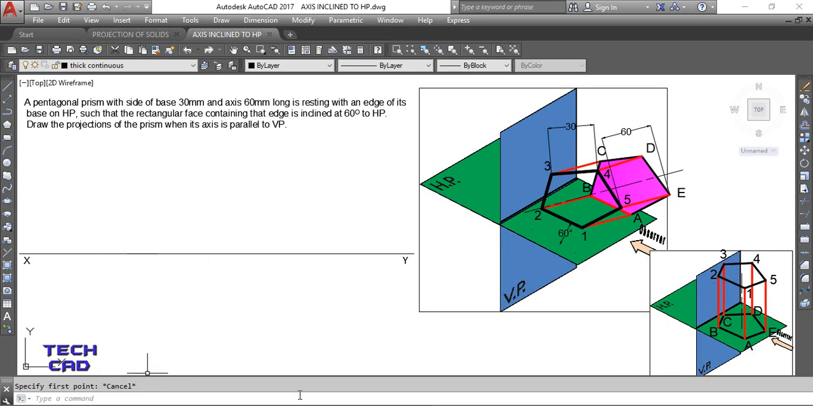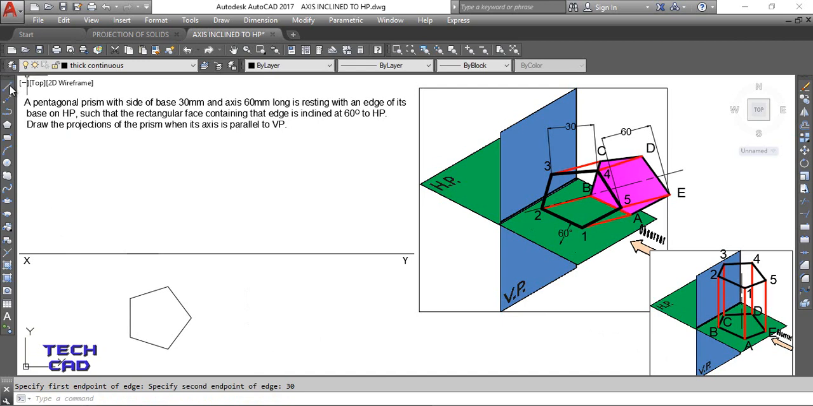So again, if you are going to make this pentagon, you have to use the polygon command. So this is my polygon command. Number of sides are 5. Enter. So edge is given. I'll take the edge, so I can start from this way. The edge is 30. So this is done. This is my top view, my assumption.